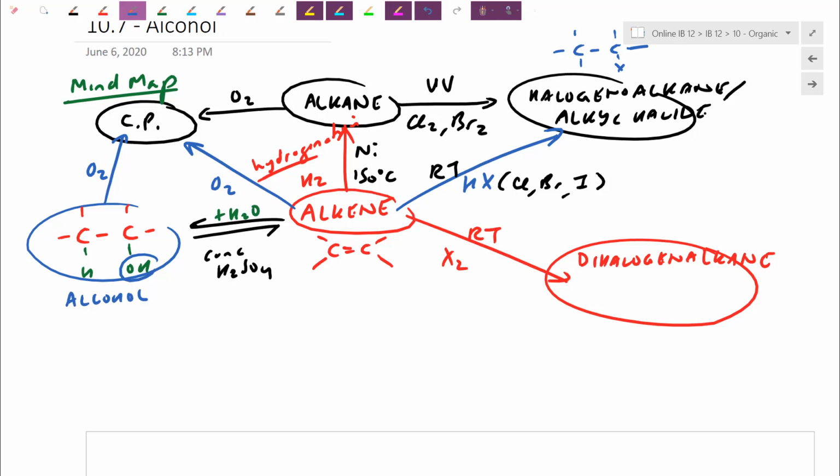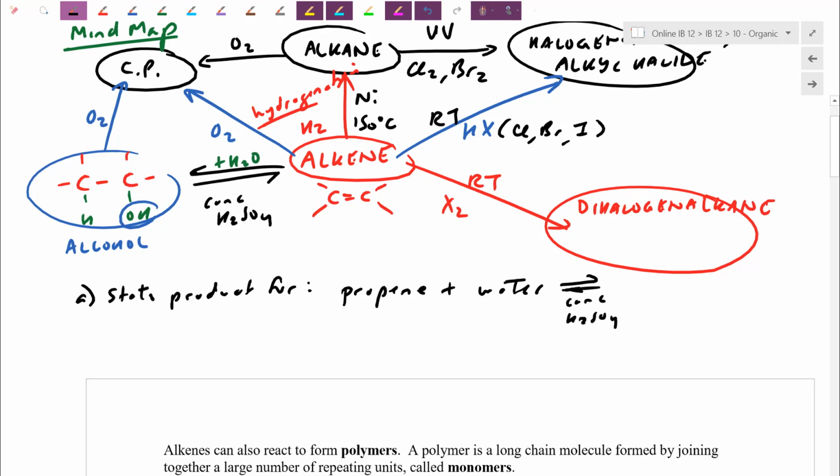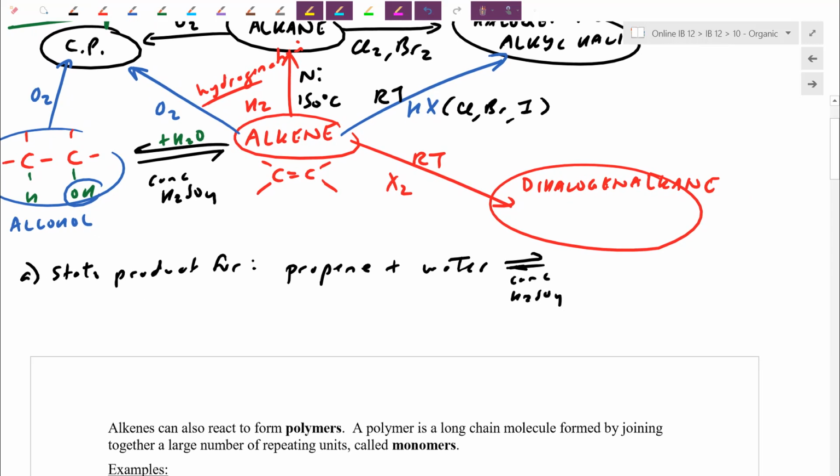Okay. So I'm going to give you sort of two side questions here. Since we did talk about the equation in forming water, I want you to just state the products. So let's say part A. State the product for the reaction. Let's do it between propene and water. They're going to give you hints that, oh, this one here requires concentrated sulfuric acid. That is important because if I don't have that catalyzing, the reaction won't occur. If they just say state the product, you just give me the answer. So let's just try propene.